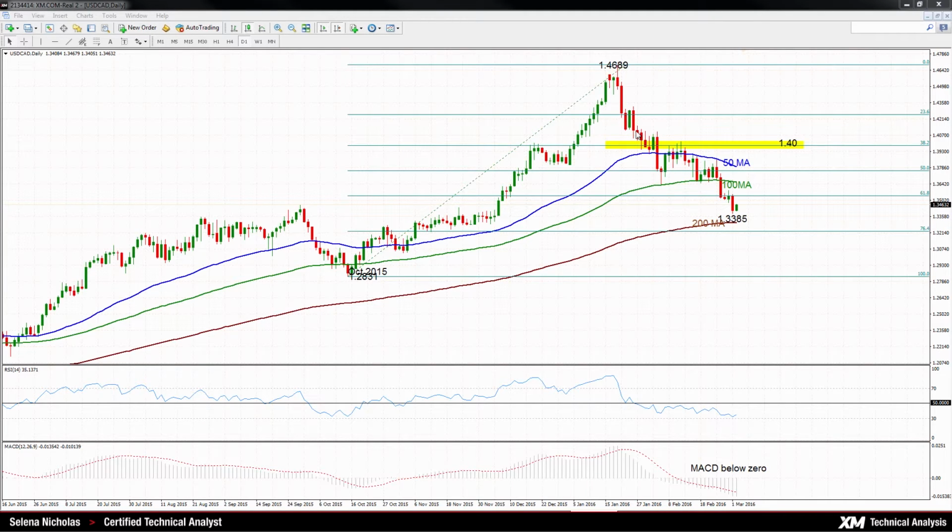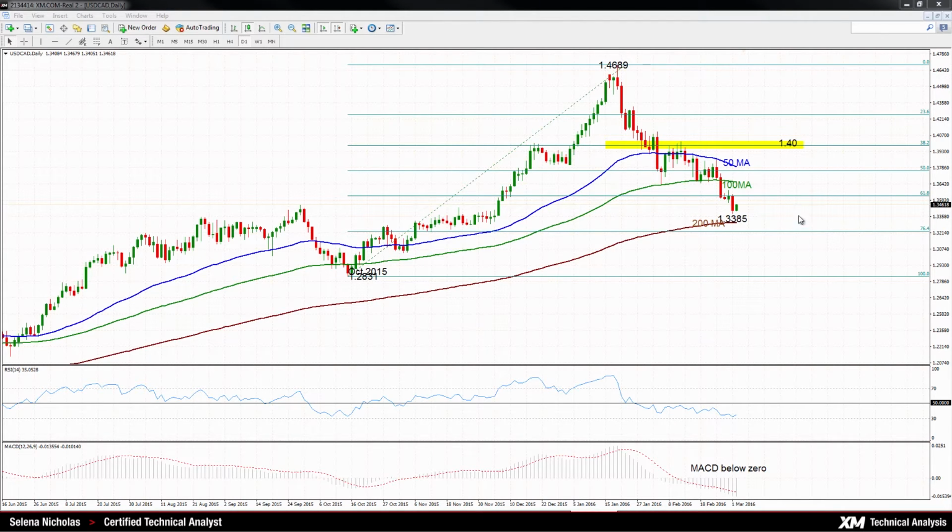And also USD CAD has retraced more than 50% of the up leg from the October low of 1.2831 to the January high of 1.4689. So it's about halfway down right now. It's also approaching the Fibonacci level of 76.4 of this up leg, and this level comes in around 1.3226.